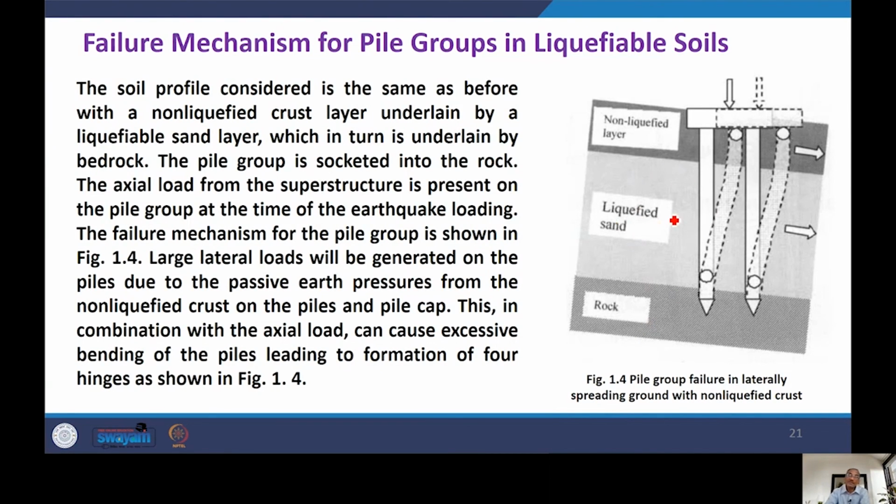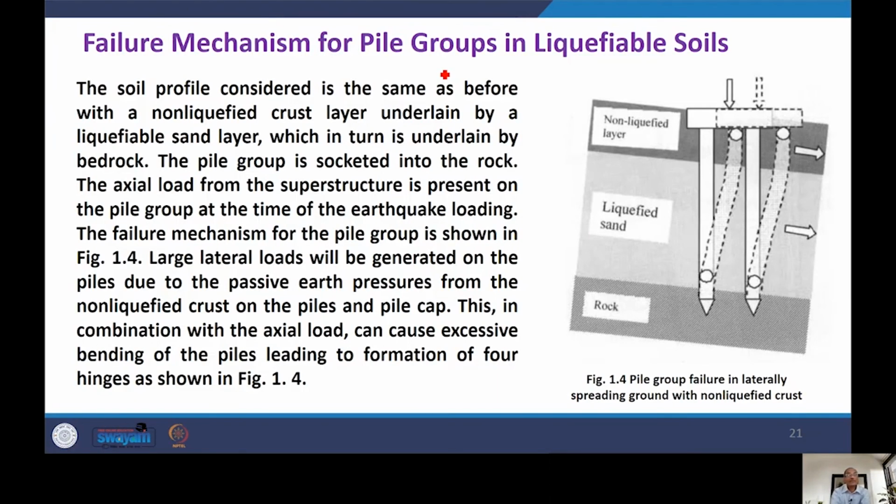Then the situation is more dangerous than the earlier one, because at the junction of the non-liquefied and liquefied layer, this layer will apply what we call an inertial force to these piles. So there is a pile group failure in lateral loading with a non-liquefied crust on the top. Let's discuss this case. The soil profile considered is the same as before, with a non-liquefied crust layer underlain by a liquefied sand layer. This is similar to the earlier one, with the only difference that on top of the liquefied soil, we are considering one more layer which is non-liquefiable.